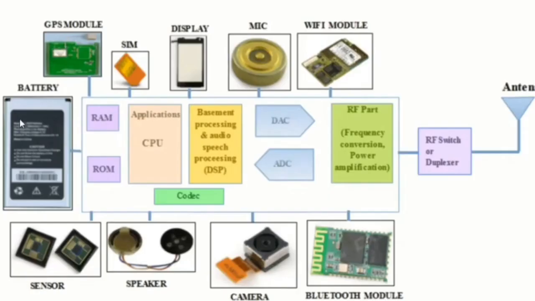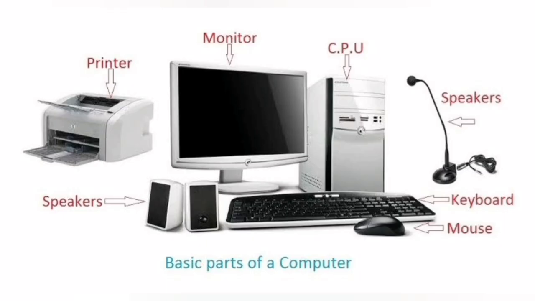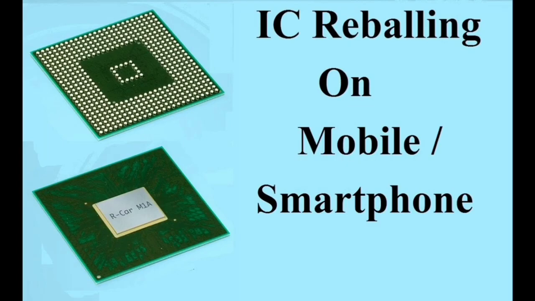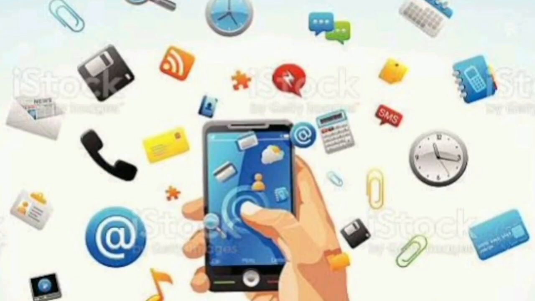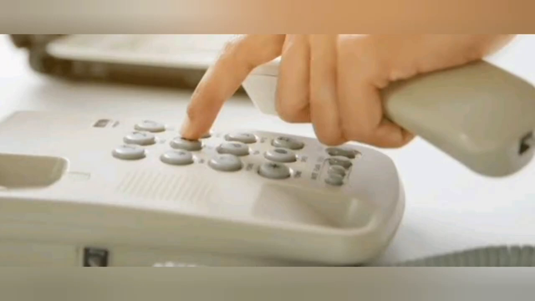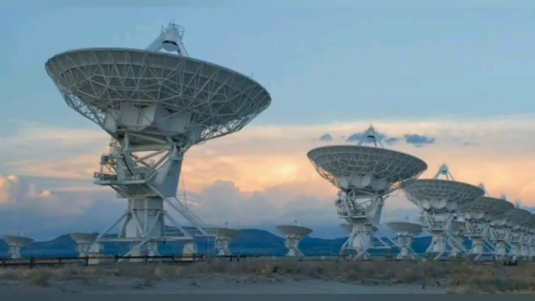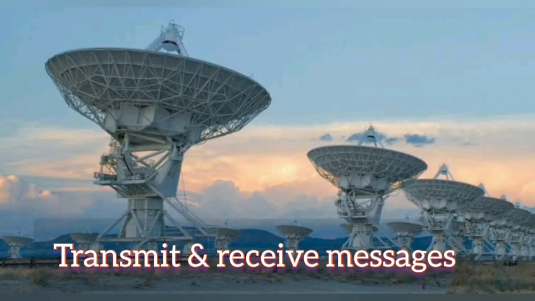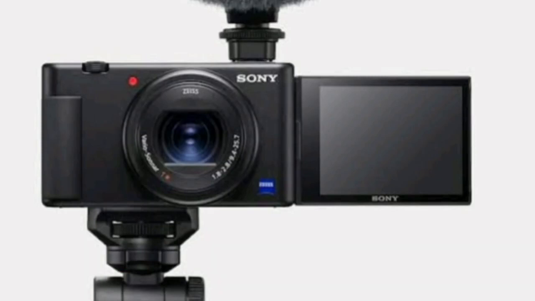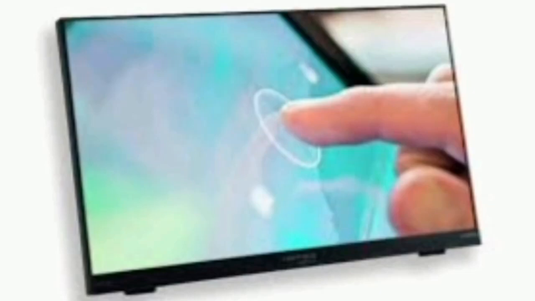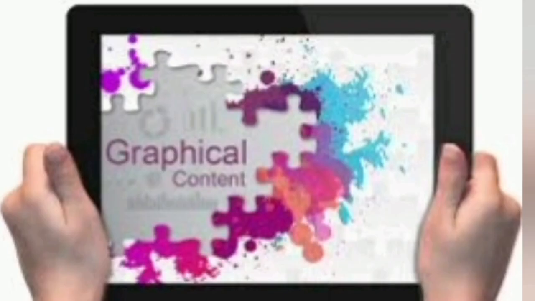But this mobile system consists of different components like a computer system. All these components are integrated on a tiny chip called IC. With the help of these components, a mobile system can handle diverse types of applications. For example, making calls through radio signals. We need these radio signals or radio waves to transmit and receive messages. And this mobile system offers camera utilities, handling touch sensitive screens, and displaying audio, video, and graphical content.